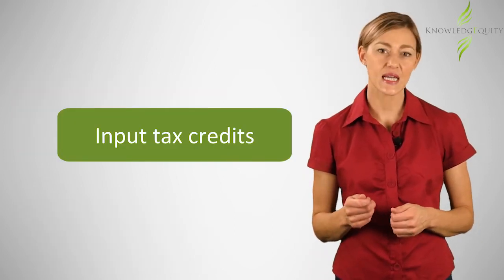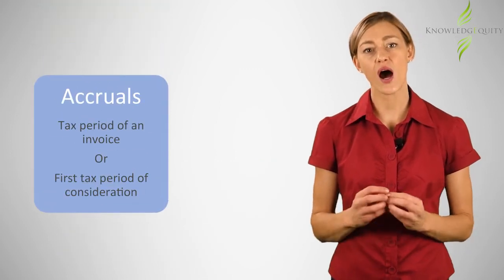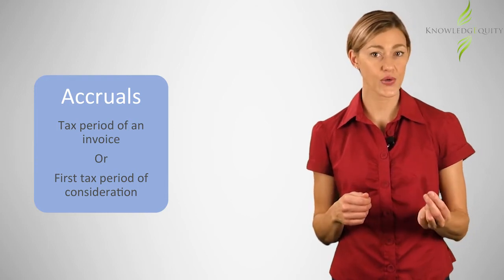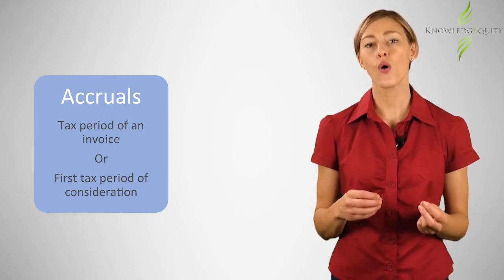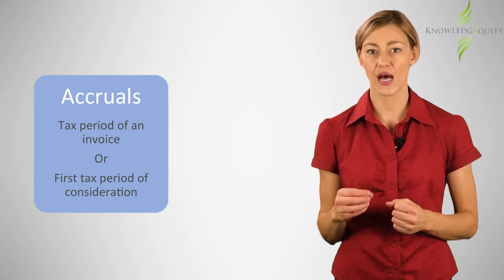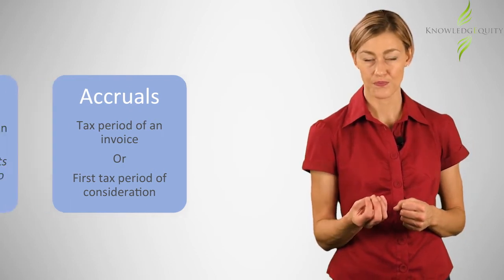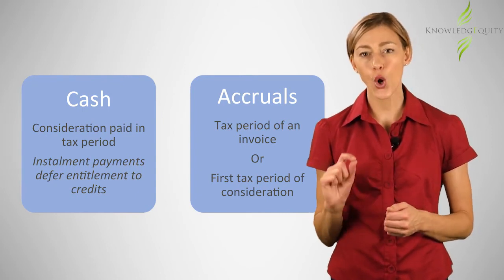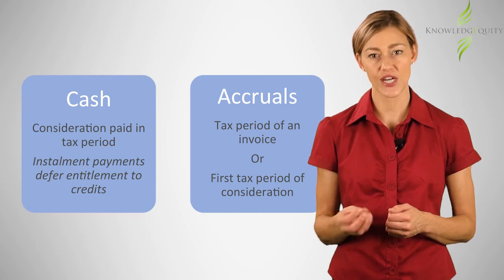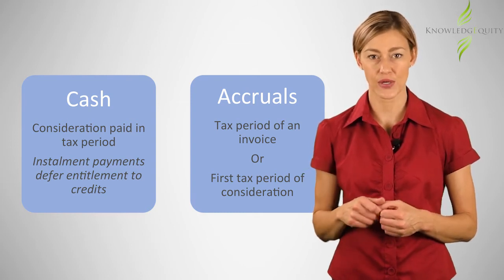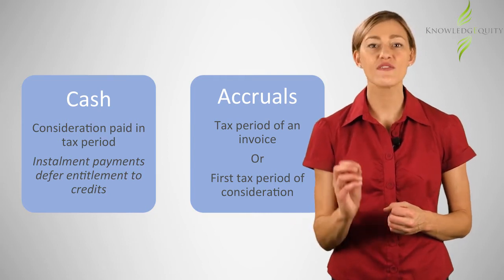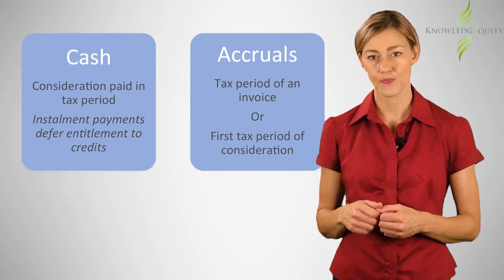Now we need to consider our input tax credits. Using the accruals basis, the entire tax credit amount is attributed to the earlier of either the tax period in which an invoice is issued or the first tax period in which any part of the consideration is provided. If the cash basis is used, then the tax credit amount is calculated only to the extent of the amount of consideration actually paid in that tax period. So we need to note that payment by instalments will defer entitlement to the credits.